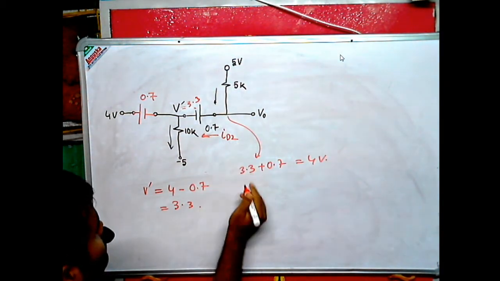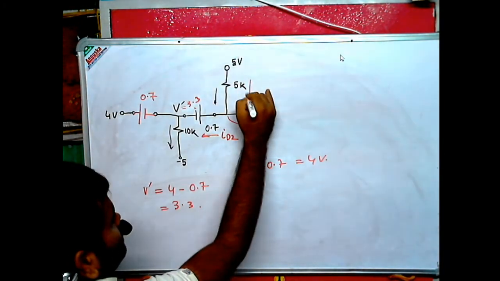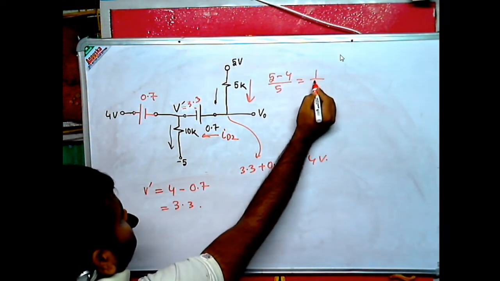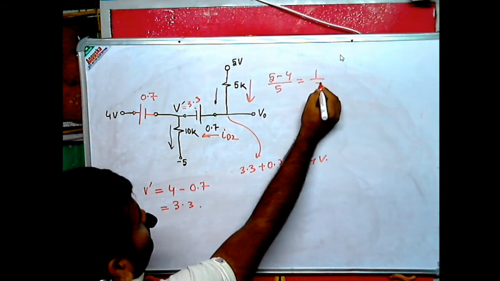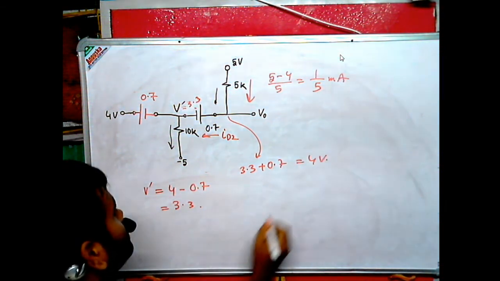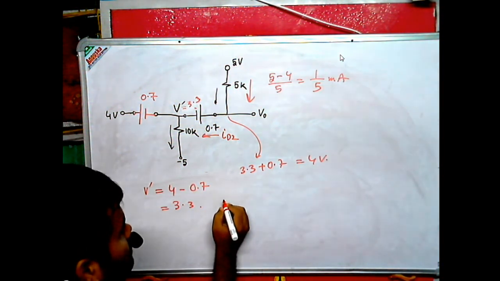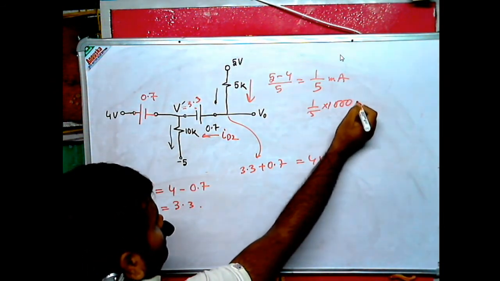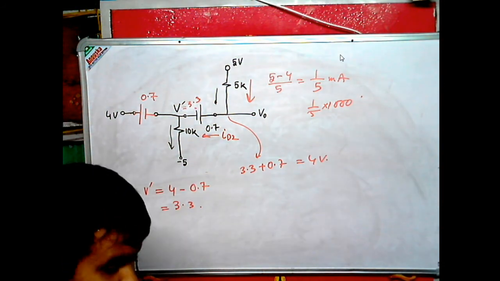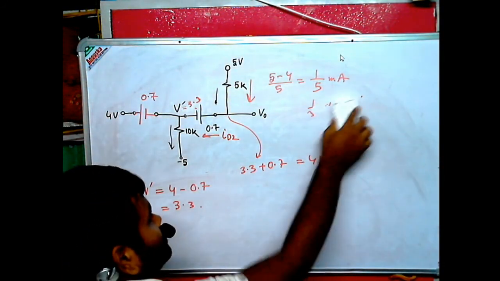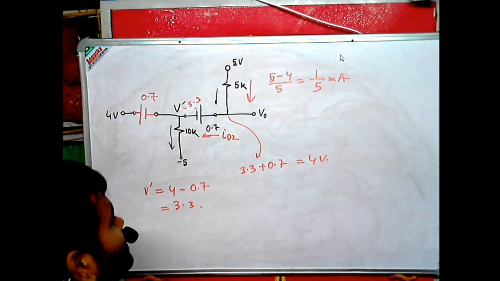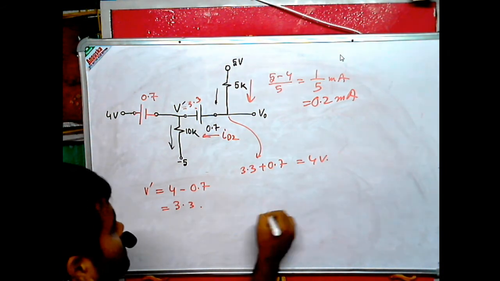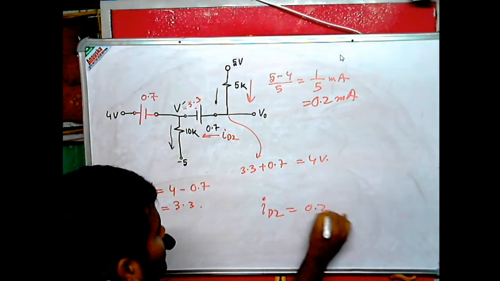Now the current through this branch will be this particular current. This is basically 5 minus 4 divided by 5, that is 1 by 5 milliampere. You could multiply by 1000, but no need to multiply by 1000, since this is already in milliampere. So this is basically 0.2 milliampere. So this is your ID2, which is 0.2 milliampere.